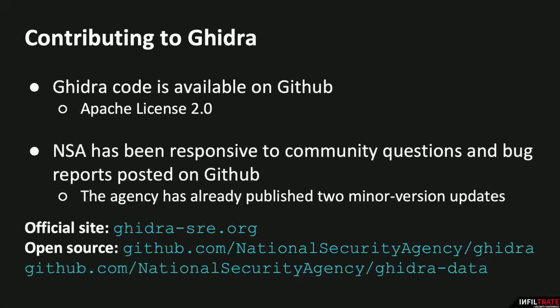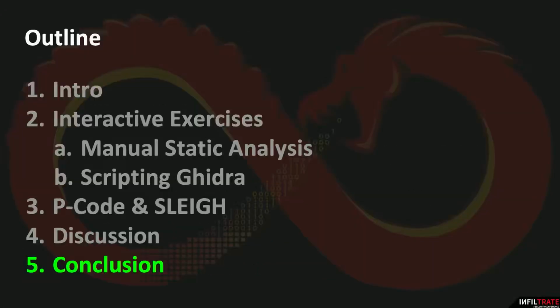In terms of contributing to Ghidra, the code is available on GitHub under Apache License v2, and you can check out NSA's official website for the tool. There have been a number of Twitter accounts and things that have come up that are kind of unofficial. As far as I can tell, the only official resources are GitHub/NationalSecurityAgency and GhidraSRE.org. And the agency, in the 2 months since the tool has been released, has already released 2 minor updates. So they do seem to be maintaining this tool, responding to community questions and pull requests on GitHub. So that just about wraps us up.